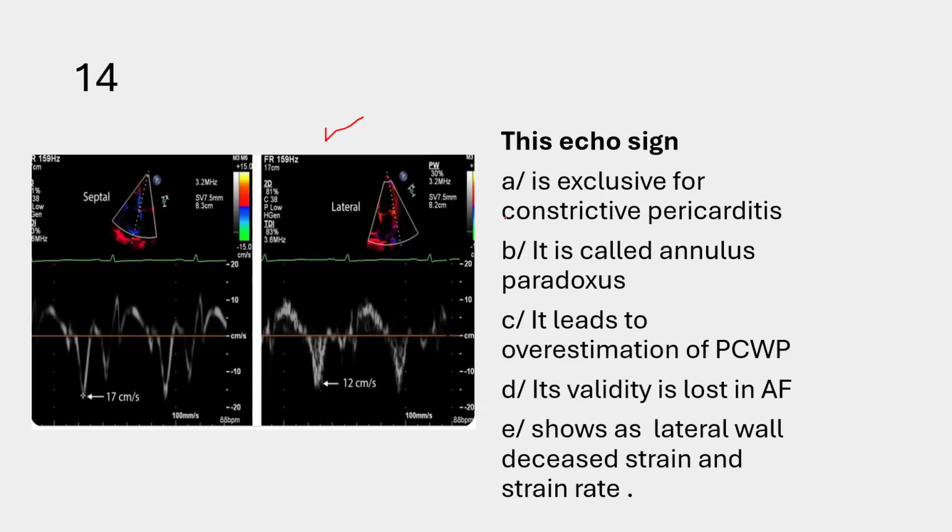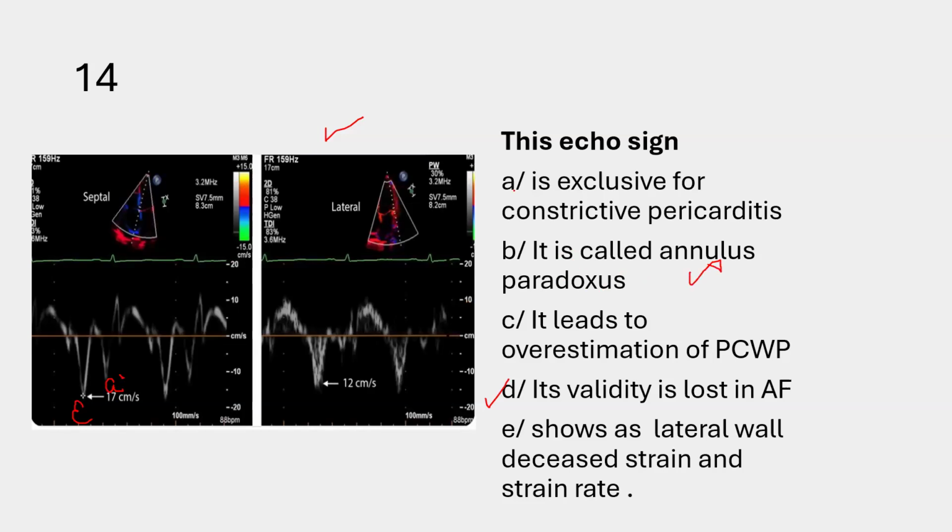First of all, does it lose its validity in AF? No. Because this is E prime, and this one is called A prime. A prime is lost in AF, but E prime is not lost in AF. So it's still valid in AF. Is it called annulus paradoxus? Maybe.